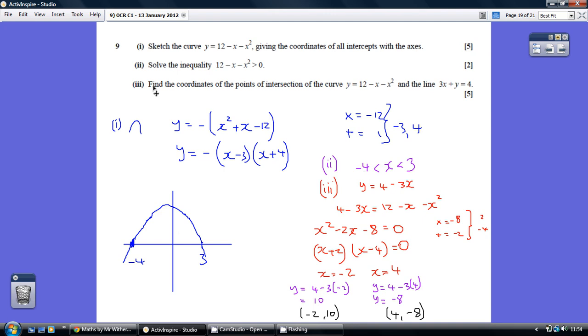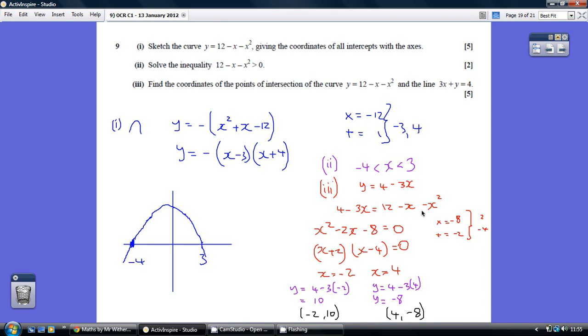Again, I also thought part 3 was very generous for 5 marks. We've basically got to find where this curve intersects this line, so we've got to make them equal to each other. So taking the line and changing it to make y the subject, y equals 4 minus 3x. So substituting that into the curve, we replace the y with 4 minus 3x. So 4 minus 3x equals 12 minus x squared.